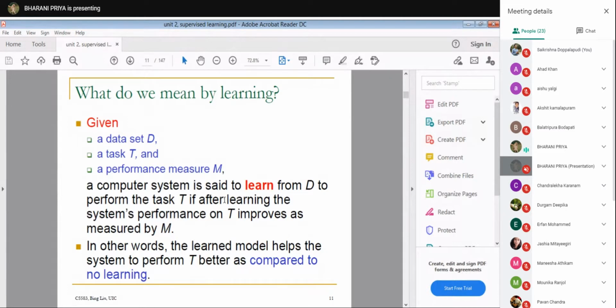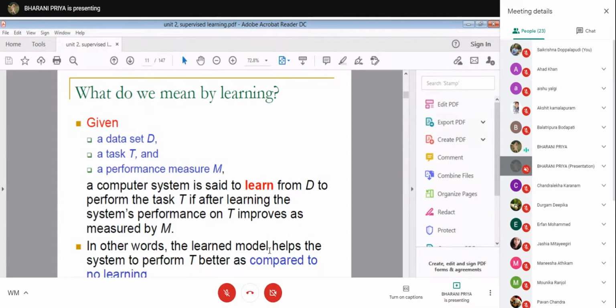Right? So a computer system is said to learn from data to perform some task if, after learning, the performance of the task improves. Then only you can say that the system has learned. Is this point clear? Yes.